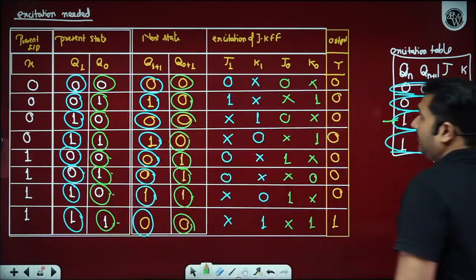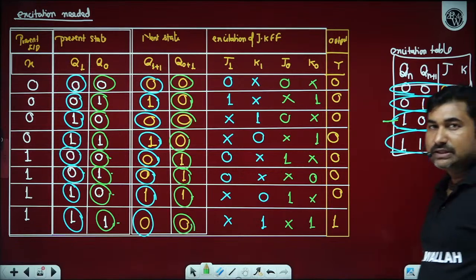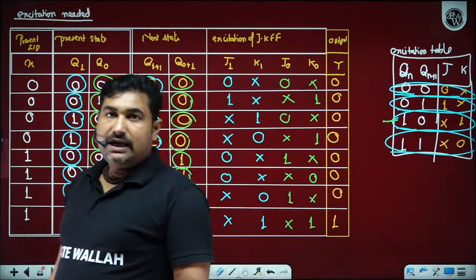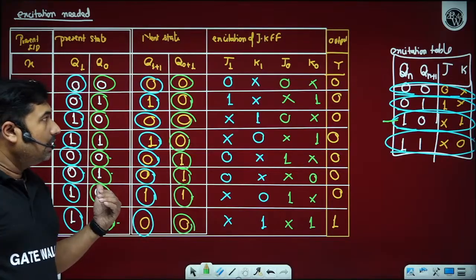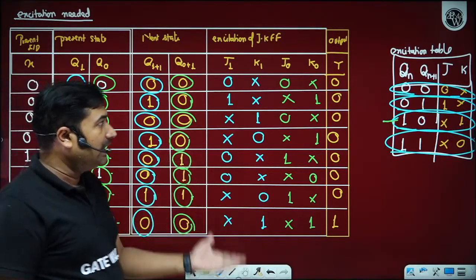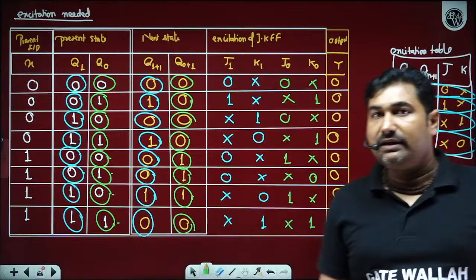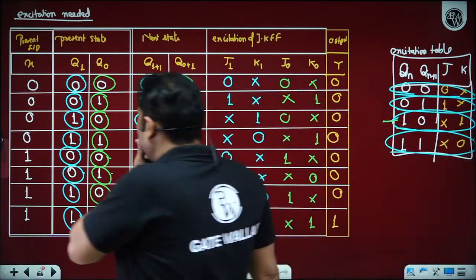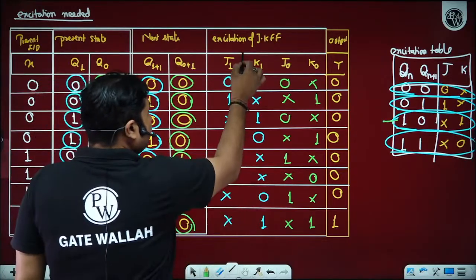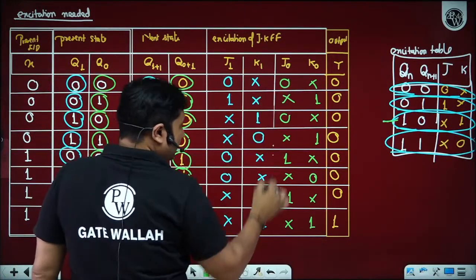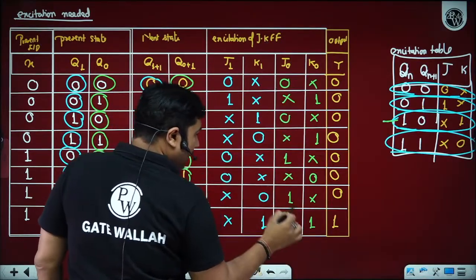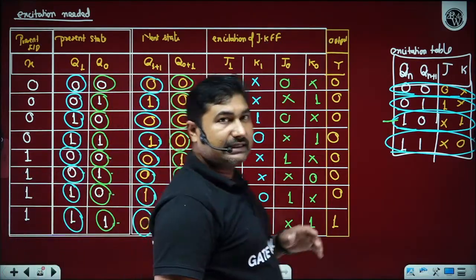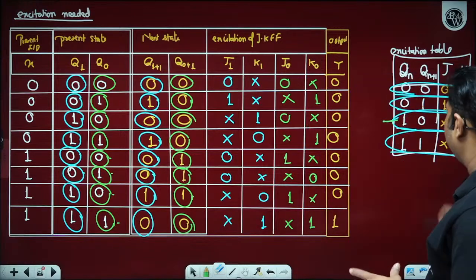In this way, we can fill the excitation table by observing Q1 and Q1 plus 1, and by observing Q0 and Q0 plus 1, we can find out the excitation needed onto the J and K. How many of you are now able to understand up to this part? Great, sir. Next is to write the excitation equation and minimize it. Please observe, beta ji. We have to observe J1, K1, J0 and K0. So I am going to write the excitation equation of J1, K1, J0, K0.